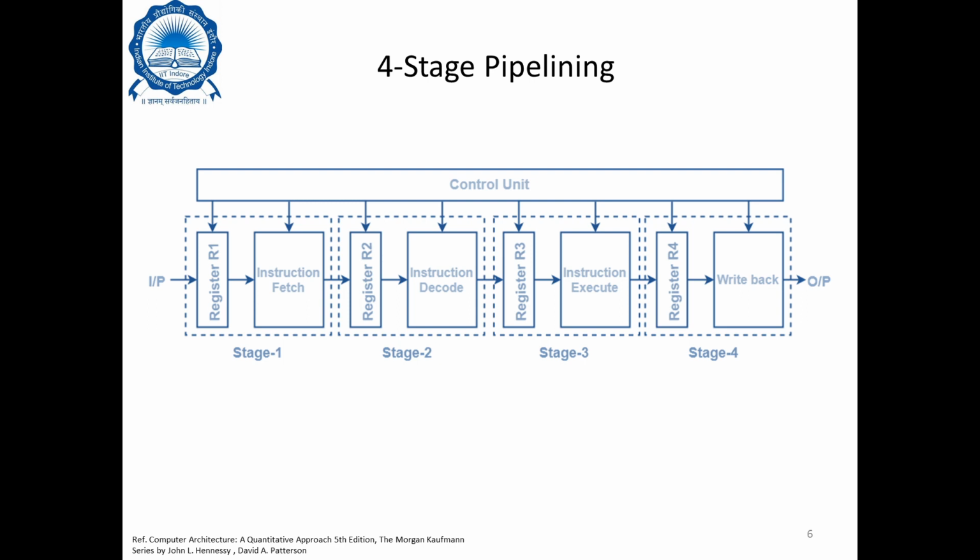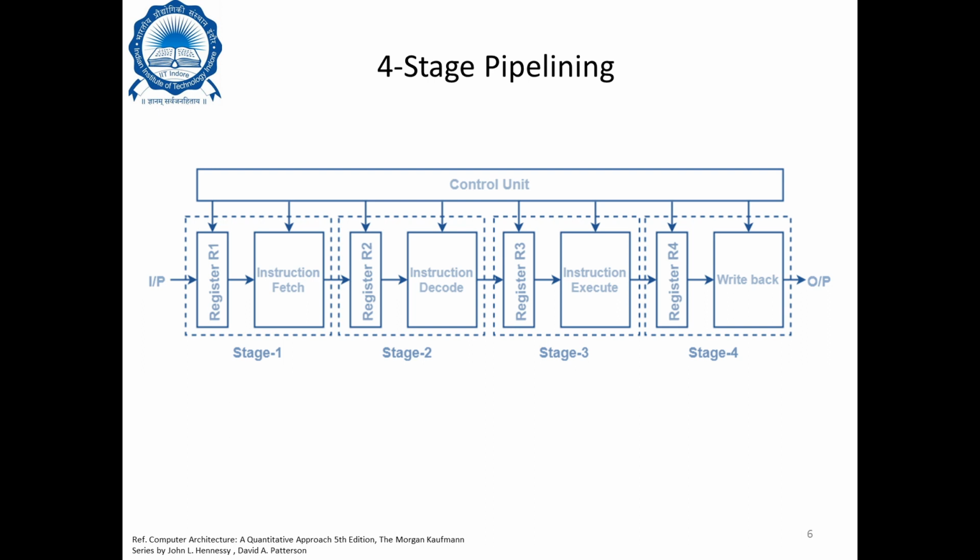So in stage 1 you may have instruction fetch, stage 2 you may have instruction decode, stage 3 is instruction execute, and stage 4 is write back. So as you could see, the data memory stage or memory access stage is missing here. So there could be 4-stage pipelining also.